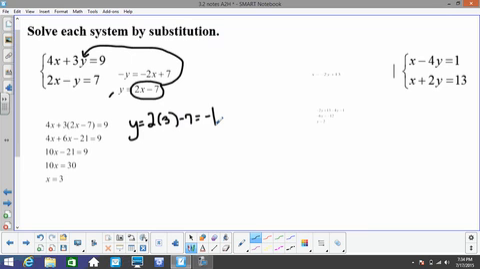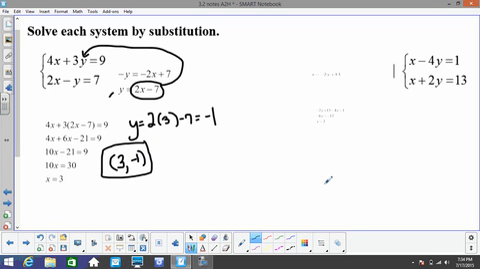Be careful not to leave it like this. This is a system of equations. We want to make sure that we give our answer as an ordered pair. 3 is first, -1, our y, comes second. And this is our answer. What that's saying is if I were to graph those two lines, that's where they're going to be crossing.